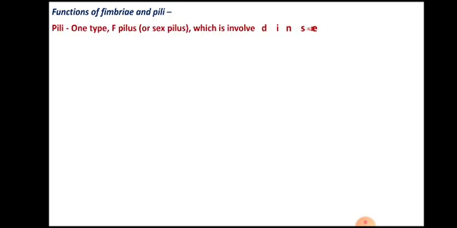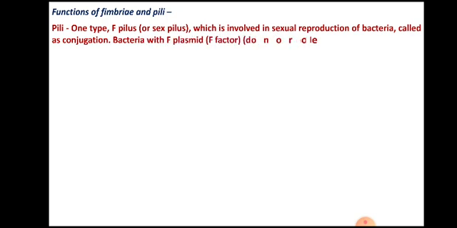Now the functions of these structural appendages. Let us see the function of pili. It is a type of sex pilus. It is also called F pilus. F stands for fertility. So these pili are involved in sexual reproduction of bacteria called the conjugation process.